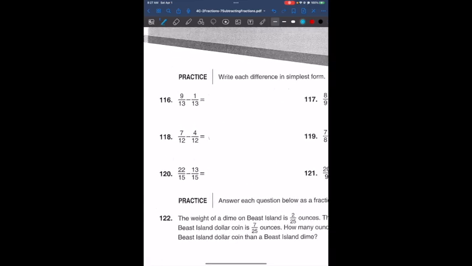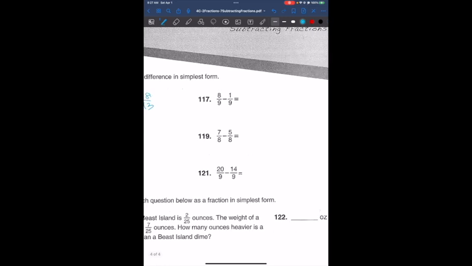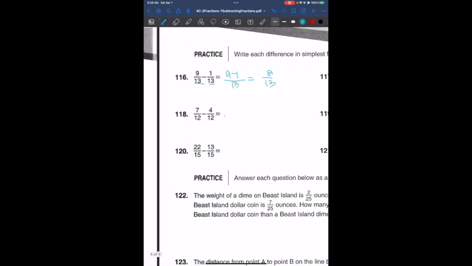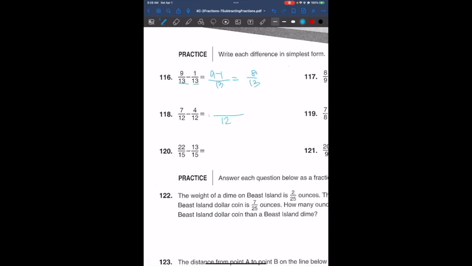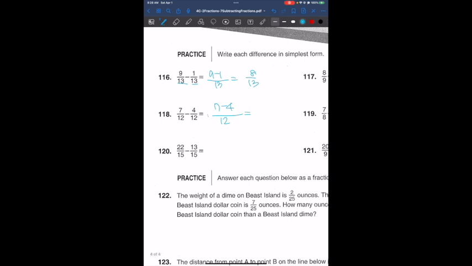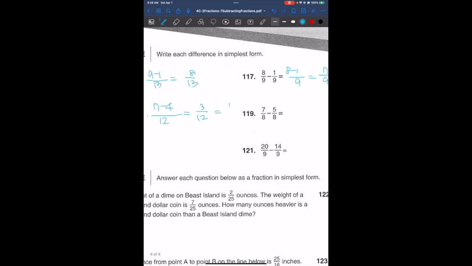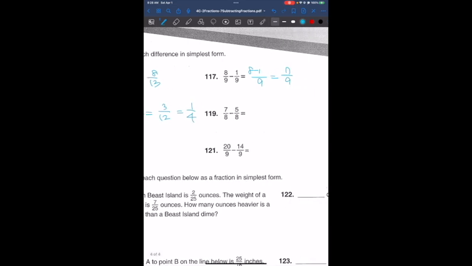So we're going to do some more practice algebraically. Our denominator, again, is going to stay at 13 because it's the same for both. It's going to be 9 minus 1, which is 8/13. Same thing, so it's going to be 7/9. Our denominator is the same, so we're only going to use the numerator, so it's going to be 3/12. And we can simplify this into 1/4. Now this, again, the denominator is 8, the numerator is 7 minus 5, which is 2, and we can simplify into 1 over 4.